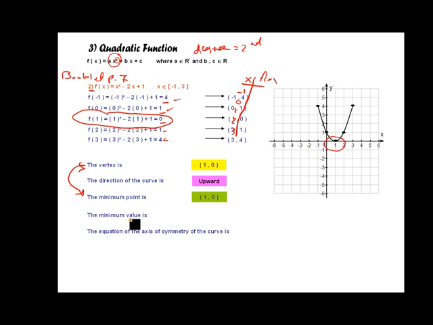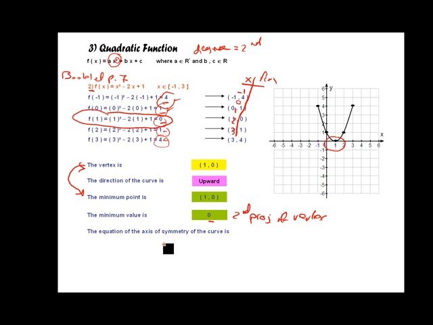The minimum value is the minimum of these values. We have here 4, 1, 0, 1, and 4. So the minimum value here is 0. And as you see, the minimum value is the second projection of the vertex.